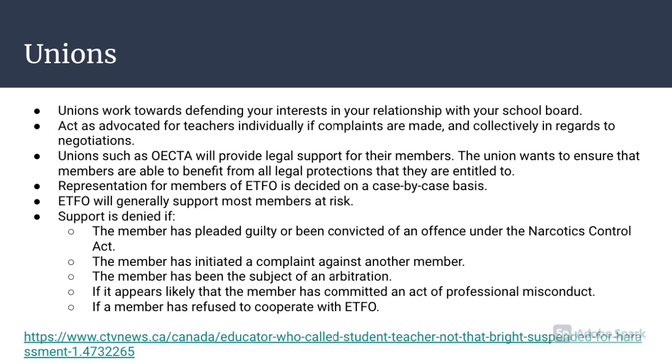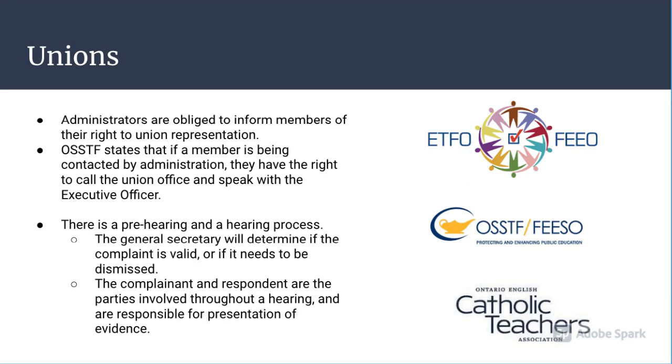Some of these reasons include providing complaints against other members and committing acts of professional misconduct. The link provided describes an example where a teacher committed an act of professional misconduct. The member pleaded guilty to 5 counts of misconduct, including disgraceful, dishonorable, and unprofessional conduct. Members have the right to union representation, and it is required for administrators to inform the member. Speaking with an executive officer from your union is essential before providing administrators with information.